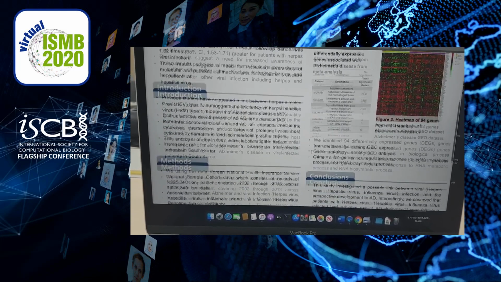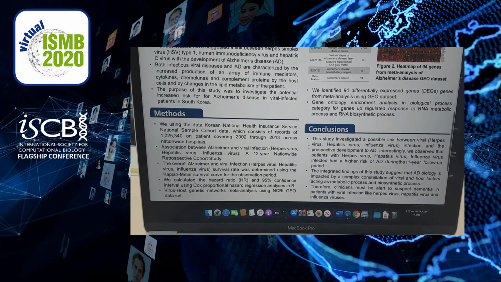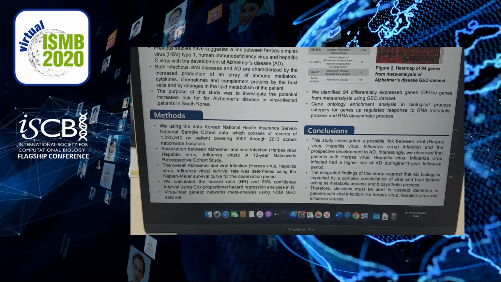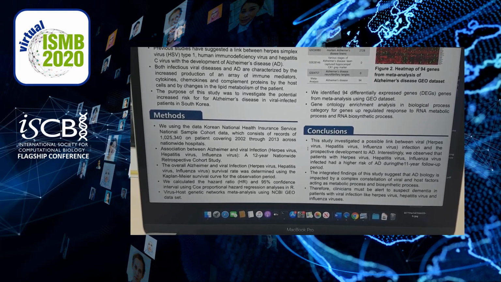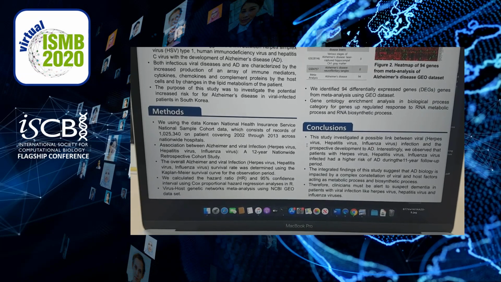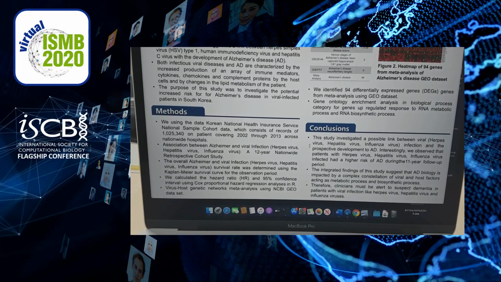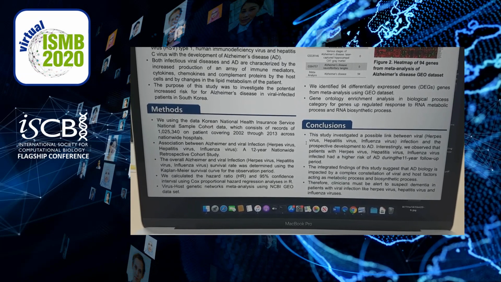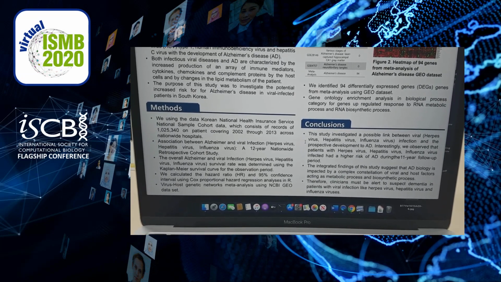in South Korea. We used the Korean National Health Insurance Service National Sample Cohort data covering 1 million patients. The association between Alzheimer's disease and viral infections was observed in this 12-year nationwide retrospective cohort study.